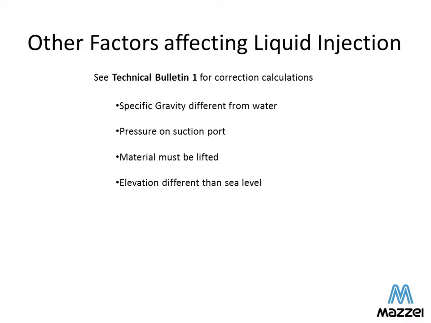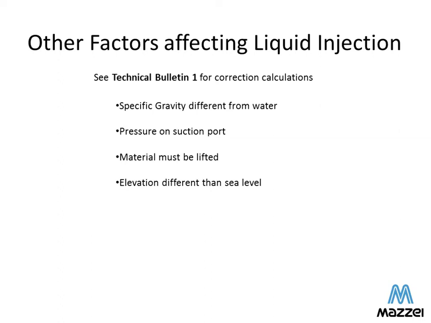Some other factors that affect the liquid injection heat are things like the specific gravity of the material that you're injecting. If you're injecting something that's much heavier than water, for example, you will have a decreased suction capacity, and we can take that into account very easily with a quick calculation. There's a technical bulletin 1 that we have on the Mazzei.net website that is free. It's available for anyone to look at. There are some very quick multipliers that you can use to correct for these common issues that you see in liquid injection.